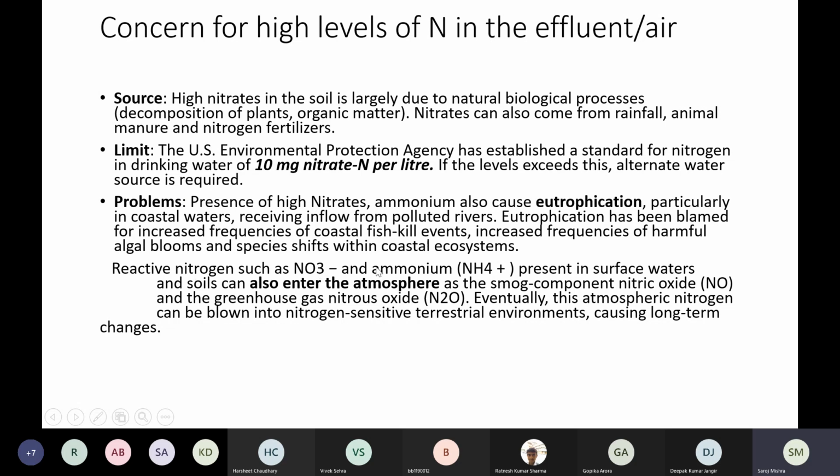Reactive nitrogen such as nitrate or ammonium, which is present in the surface waters and soil, can also enter the atmosphere as the smog component nitric oxide and the greenhouse gas N2O. Eventually, this atmospheric nitrogen can be blown into nitrogen-sensitive terrestrial environments, causing long-term changes. Okay, so therefore, there is the fear of pollution, there is the fear of eutrophication, and so on. And that is why increasingly today, the guiding authorities, the environmental agencies, are becoming aware, and they are setting up new standards for release of nitrogen into the environment.